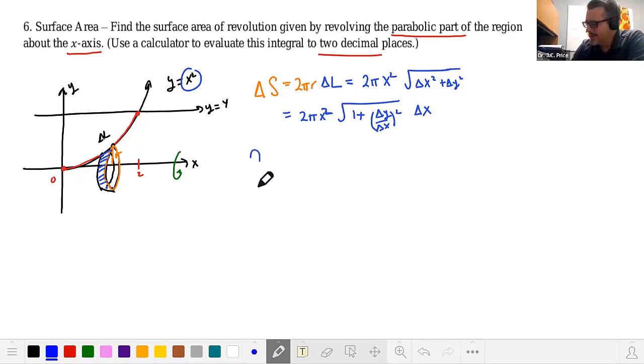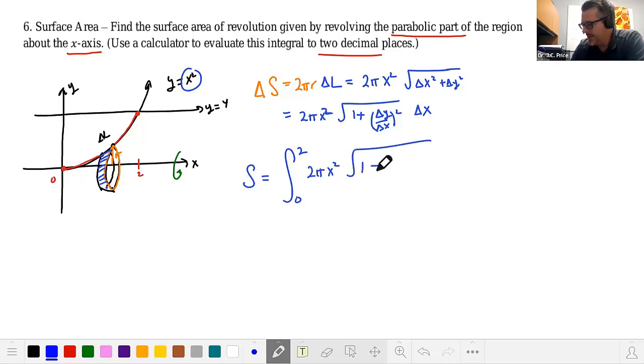And so my surface area S is going to be equal to an integral, which is actually an elongated S, from 0 to 2 of 2 pi x squared, and then the square root, and those little deltas become d, so dy dx, we're going to need a derivative here, squared dx. And so again, our y is x squared. And so the derivative, y prime, which is really dy dx, is 2x.